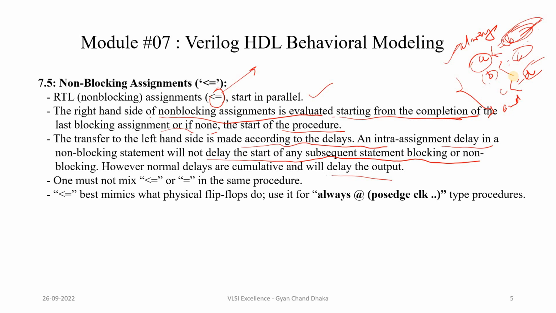And the next important point here is, we should not mix blocking and non-blocking assignments in the same procedure. So basically the meaning of this line is, we should not model combinational logic and sequential logic within the same procedure. We should use one procedure for combinational logic and another for sequential logic. So whenever we have an always block which has a sensitivity list like positive edge clock or negative edge clock, we should use the non-blocking assignment, which will result in the flip-flop circuit.